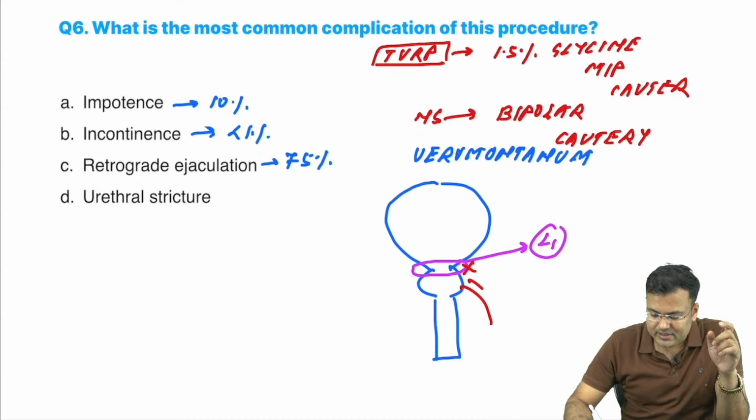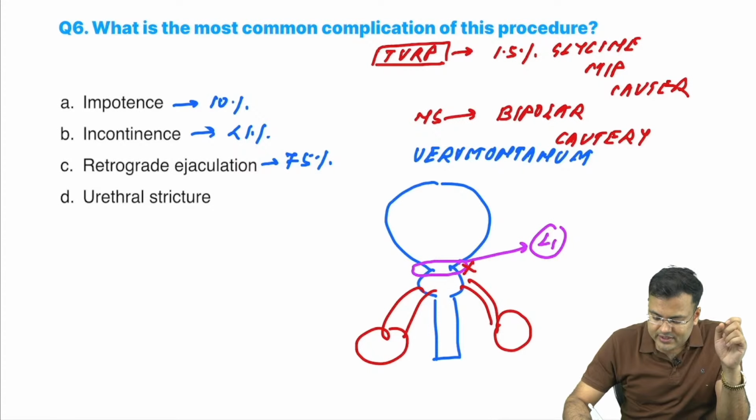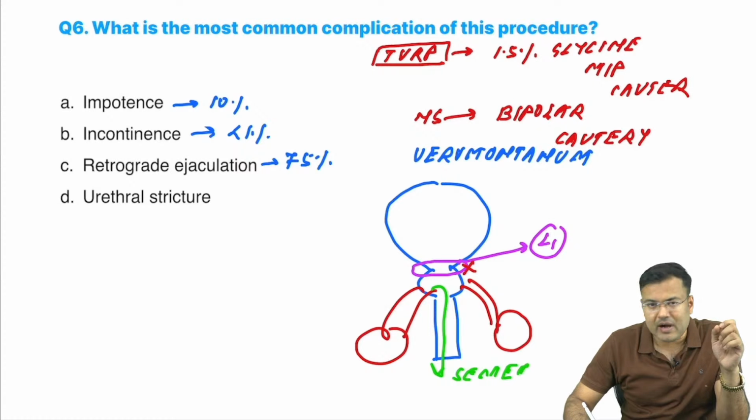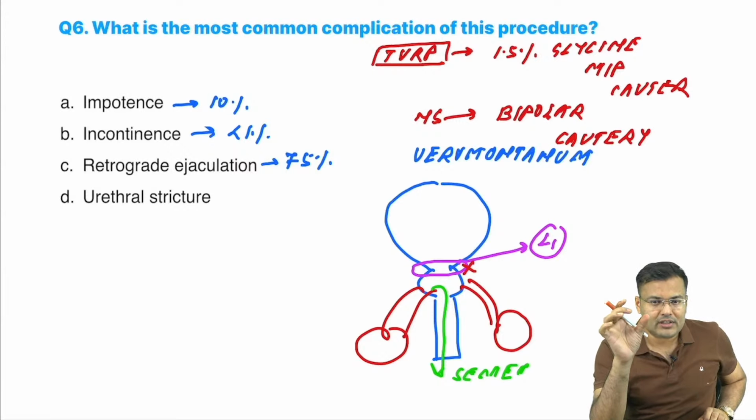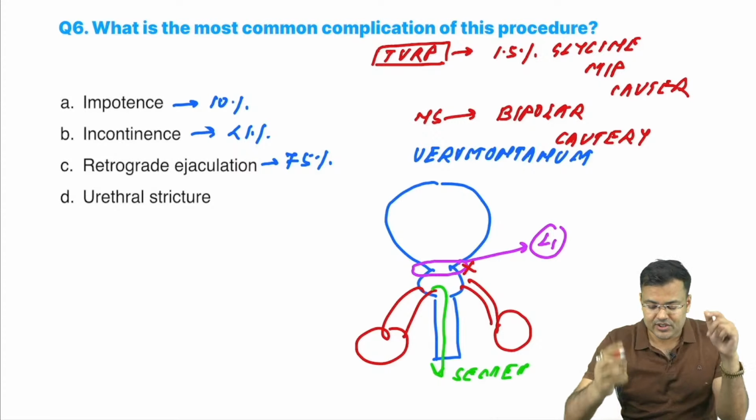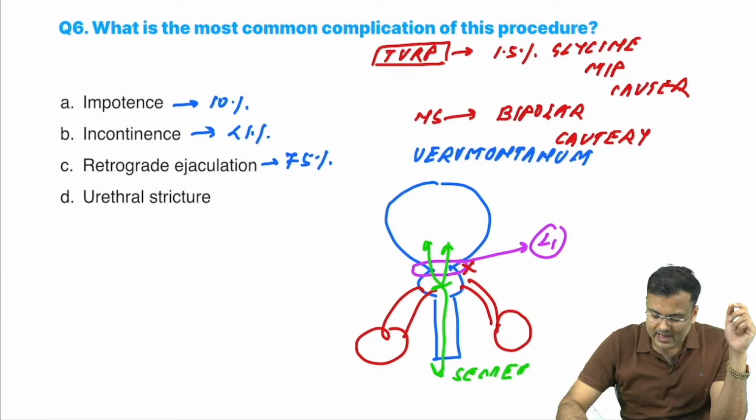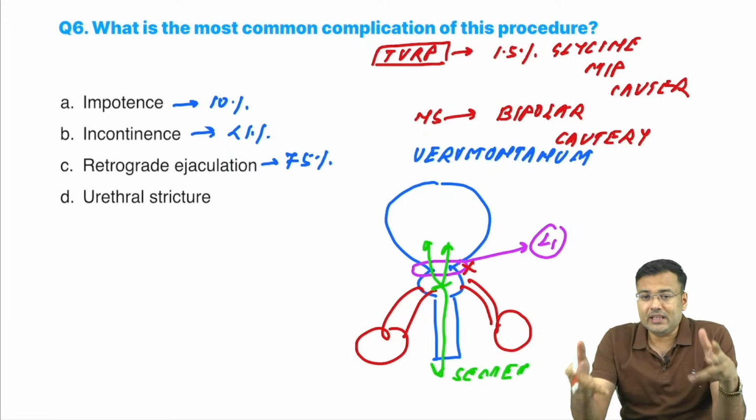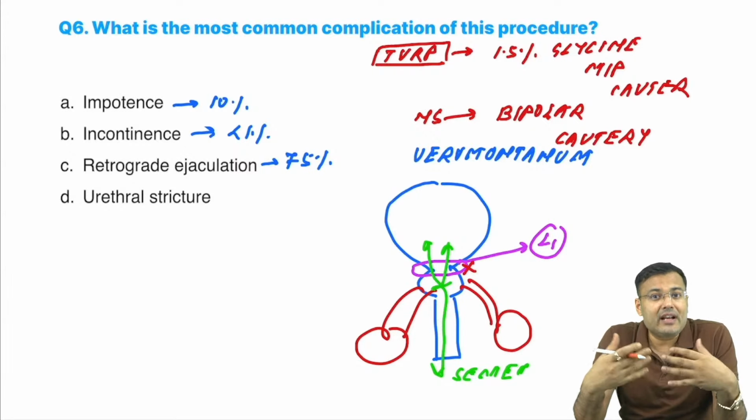You know what happens during ejaculation. Ejaculation is because of the sympathetic system. So semen should come out. Why? Because the sphincter is closed, and when the sphincter is injured, the semen is also going into the bladder. And when semen is going into the bladder, this is known as retrograde ejaculation.